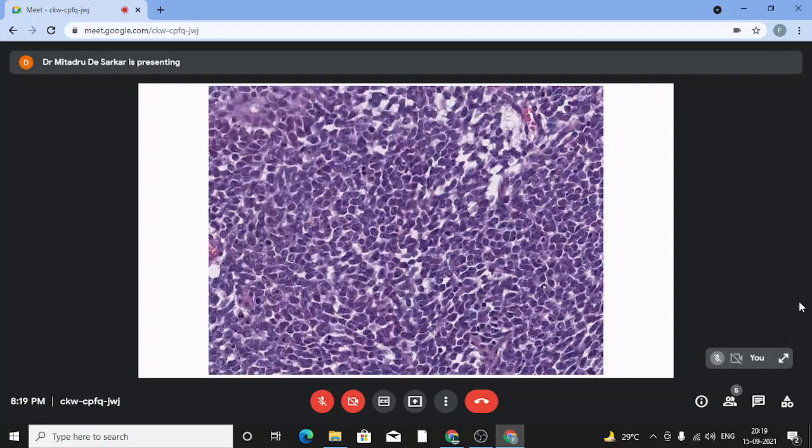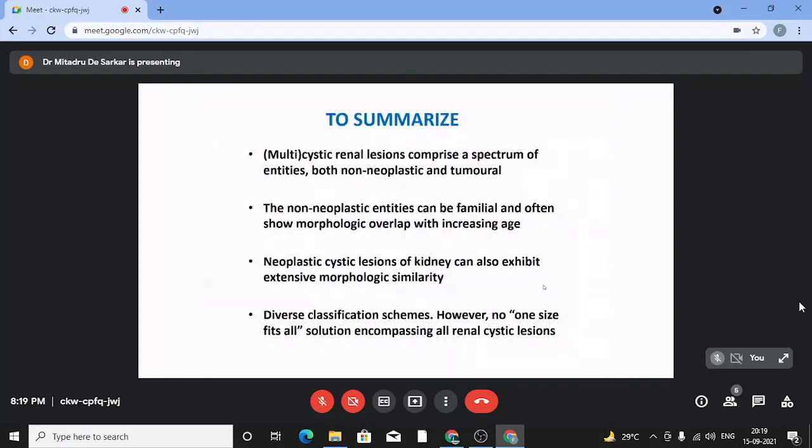So that should not be a problem in this particular case. So to summarize, the multicystic renal lesions have a spectrum of entities, which include both non-neoplastic as well as tumoral entities, and this can be pretty much overlapping in that the non-neoplastic entities with the passage of time can look similar across groups. On the other hand, neoplastic cystic lesions can also show a significant amount of morphologic similarity.